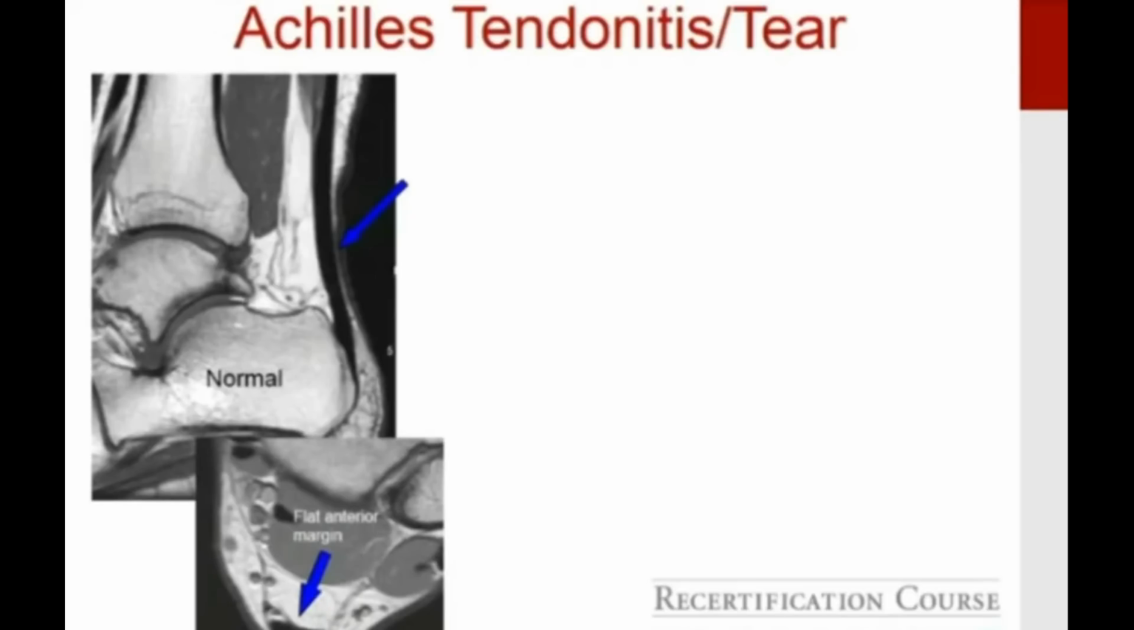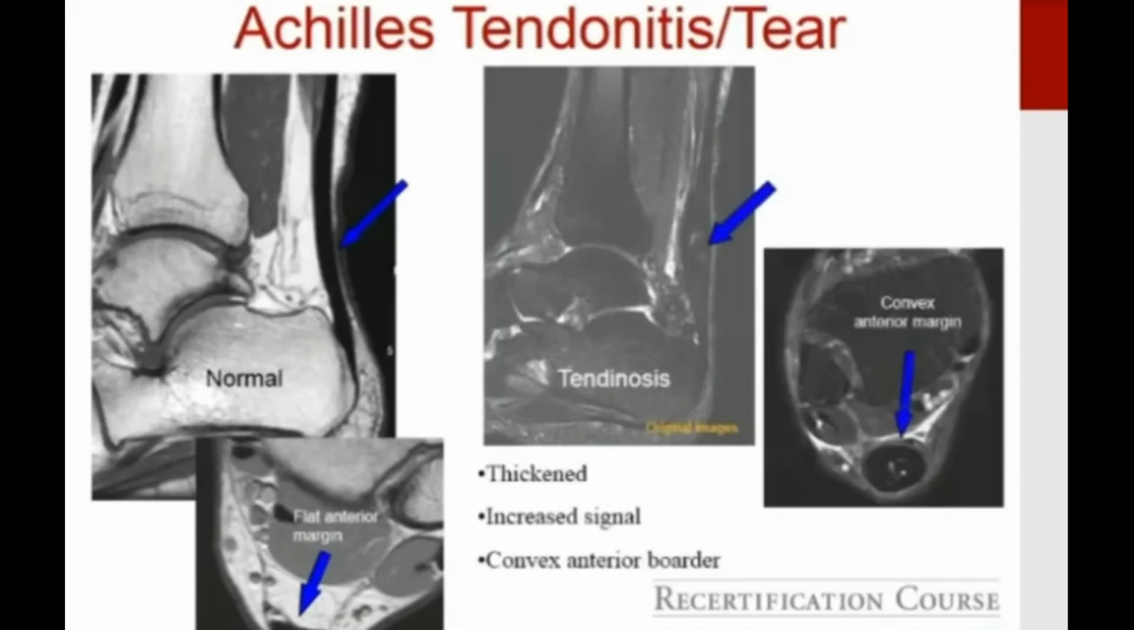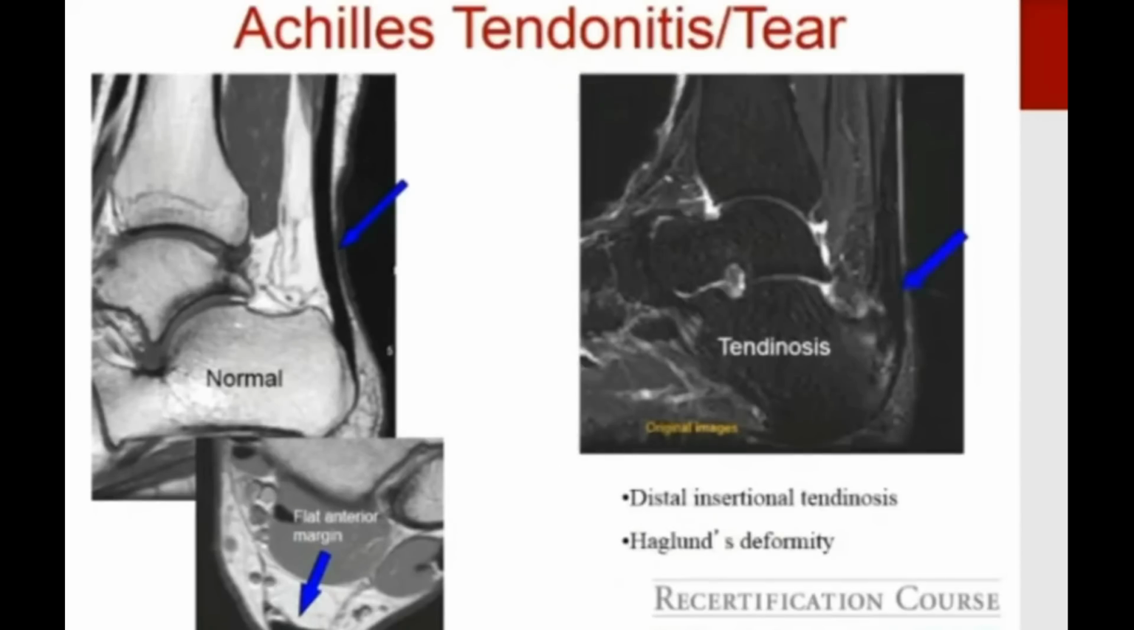Once we start to get tendinosis, we see that the anterior margin of the Achilles tendon becomes rounded or convex. So if they show you an axial image through the ankle, and you see an anterior convex margin of the Achilles tendon, this is indicative of marked Achilles tendinosis. In the sagittal plane, we can see thickening in the watershed zone and intermediate signal within the substance of the tendon.